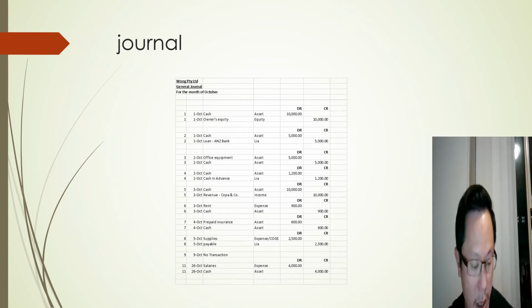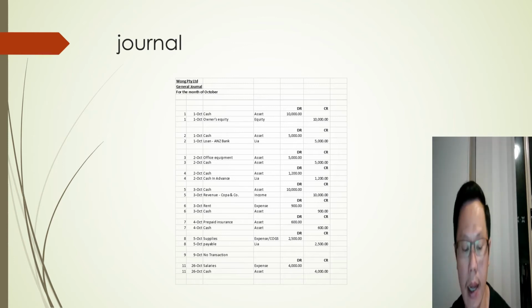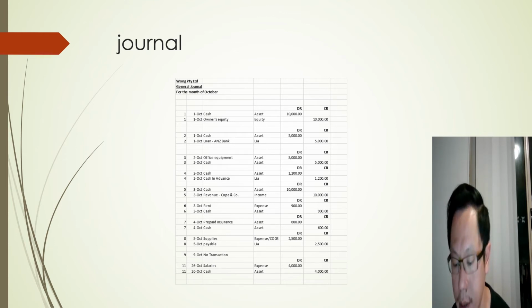Transaction number 6, payment of rent in cash. On 3rd of October, Wong Pty Limited pays its office rent for the month of October in cash for 900. So the rent expense goes to equity going up for 900 and the cash going down 900.